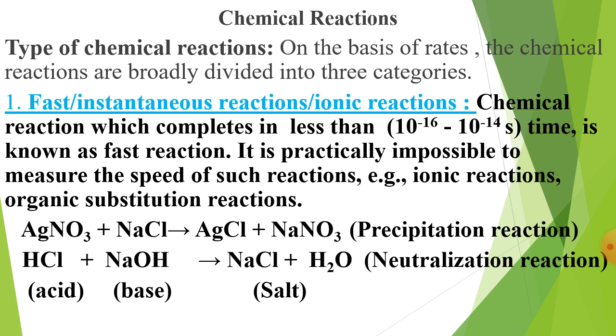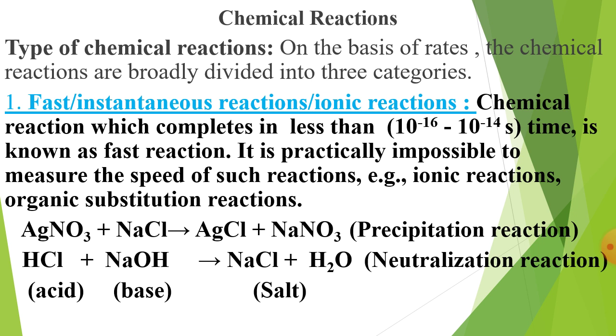So how can you define this? The chemical reactions which complete in less than 10 to the power minus 16 to 10 to the power minus 14 second, that is time, are known as fast reactions. It is practically impossible to measure the speed of such reactions because as the reactants are brought together, the reaction takes place at that instant of time.